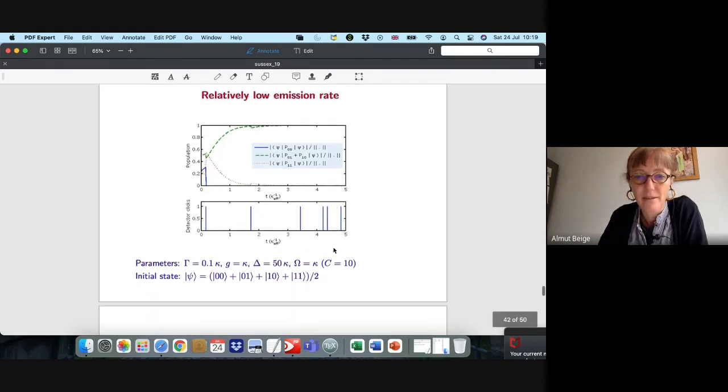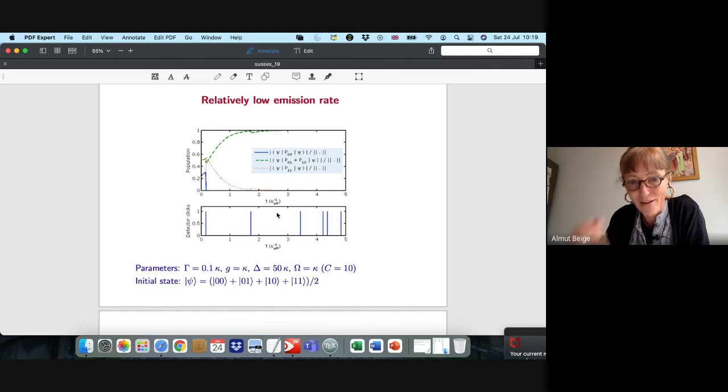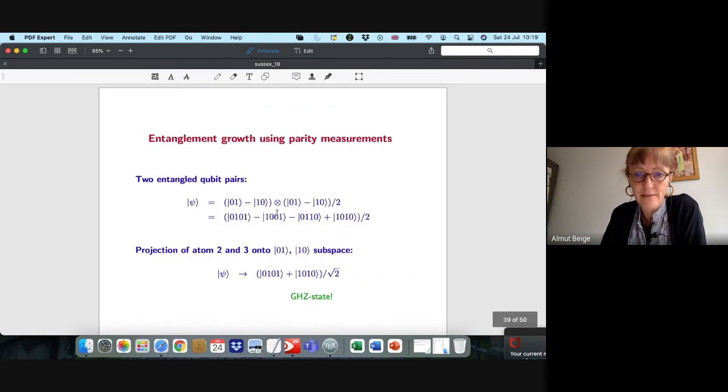If you have a medium rate, where the photons come out of your cavity slowly, then you know they are either in 0, 1 or 1, 0, but you never learn which one, and that implements a successful parity measurement, or you get the right outcome that you need to fuse pairs together. So these schemes of fusing entangled pairs into larger entangled states are a probabilistic process.